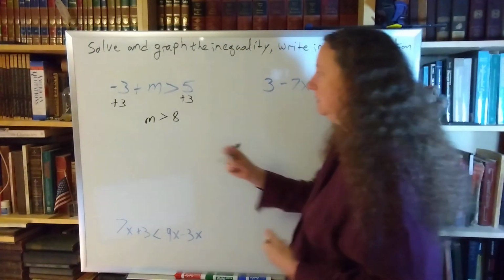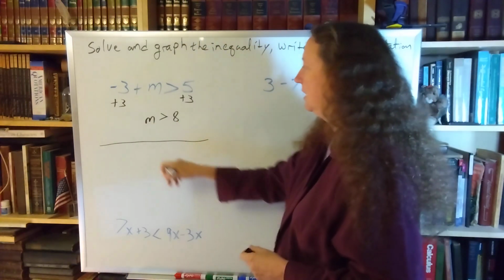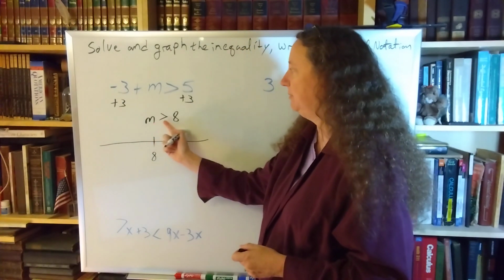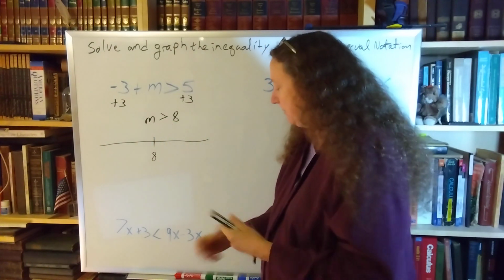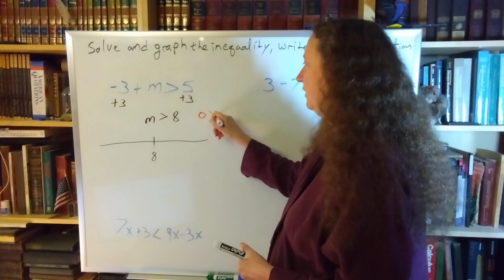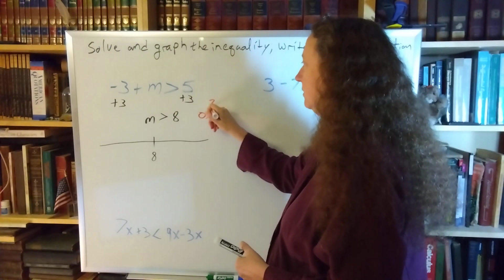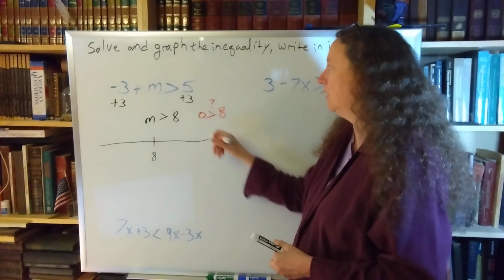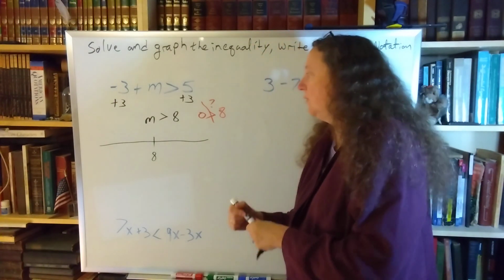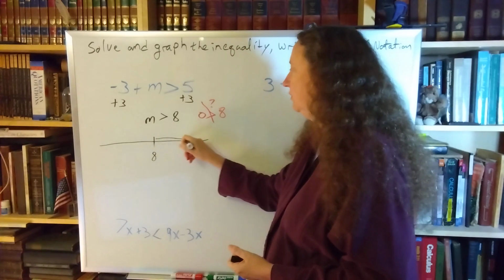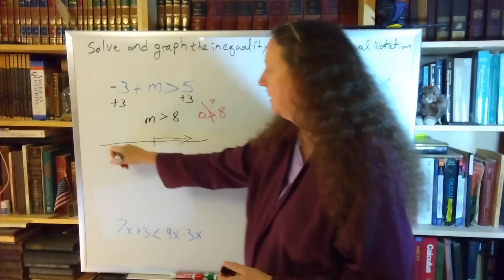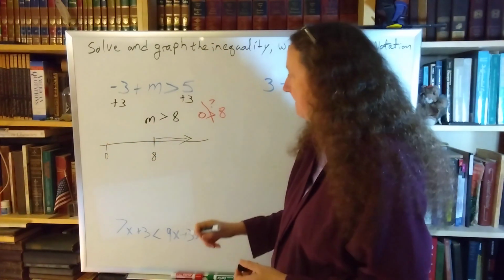Now I need to graph it. So I'm going to have my number line. I'm going to have 8 somewhere on my number line. And I want m to be greater than that. So I'm going to think about if I have 0, and I say, is that greater than 8? No, it's not. So I want my line to go out away from 0. So I want it to go in that direction, to the right. Because my 0 would be over there somewhere.